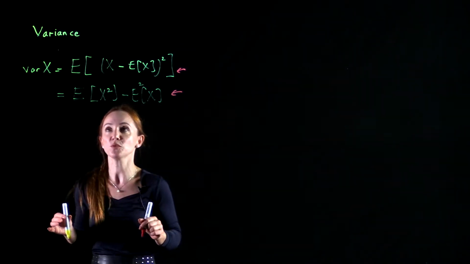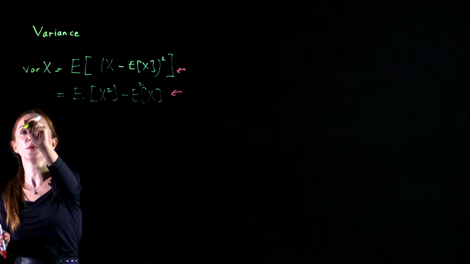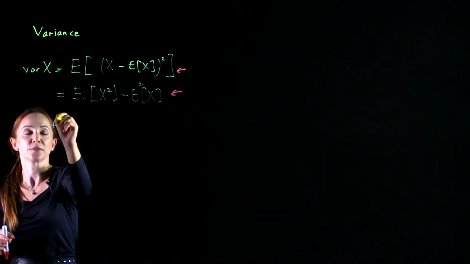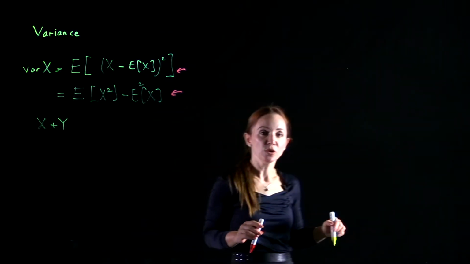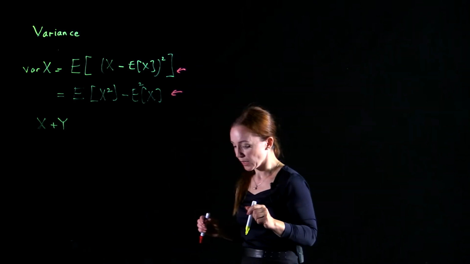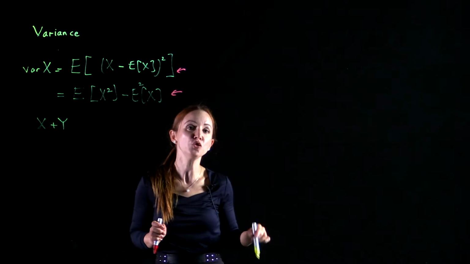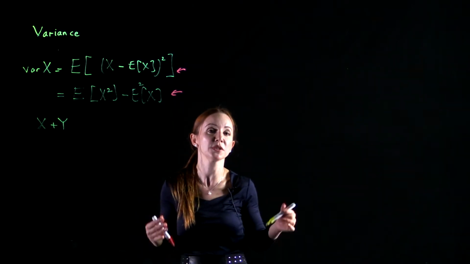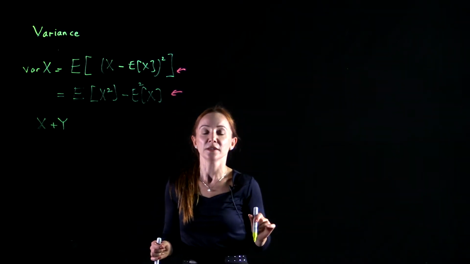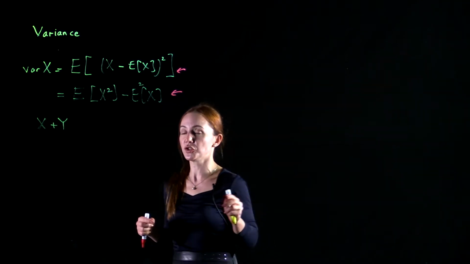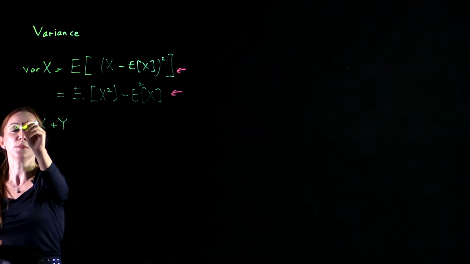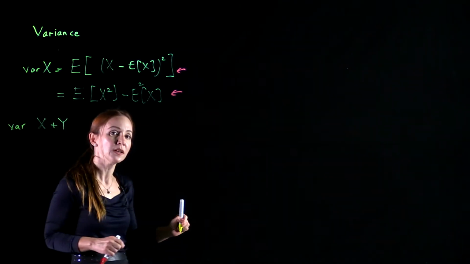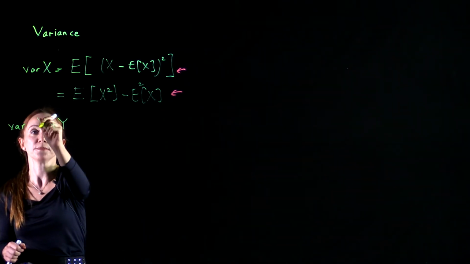Now, what happens when we take two random variables and add them and compute the variance of the sum? You may say that when we add two random variables, the randomness increases. That intuition is generally right, except it depends on how related these two random variables are.